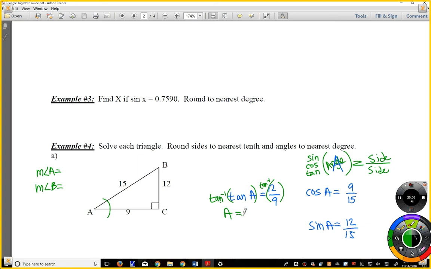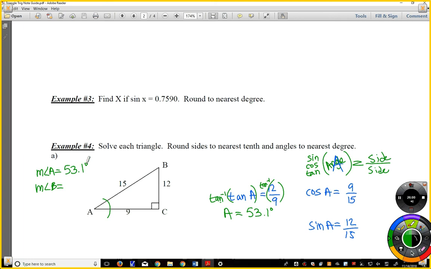And so we'd get 53.1. Okay. And if you did inverse cosine of 9 over 15, you get the same thing. If you did inverse sine, you'd get the same thing, because all of those are ways that we could have set up equations to find angle A. So for angle A, we get 53.1 degrees.